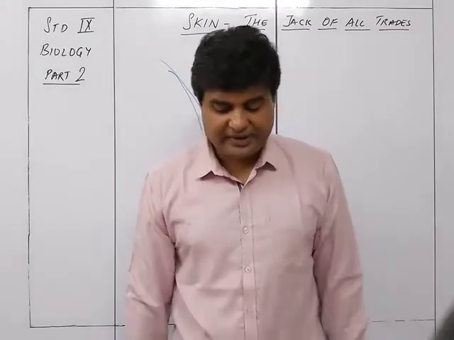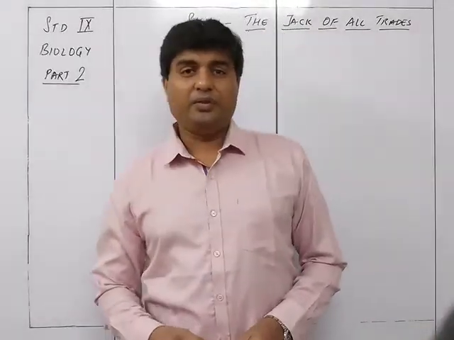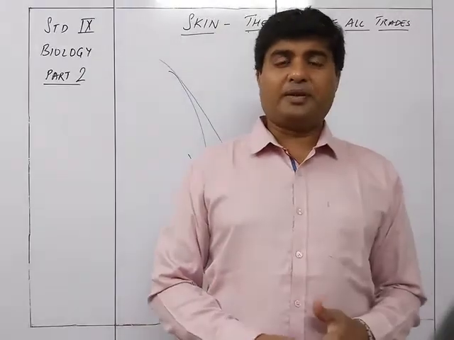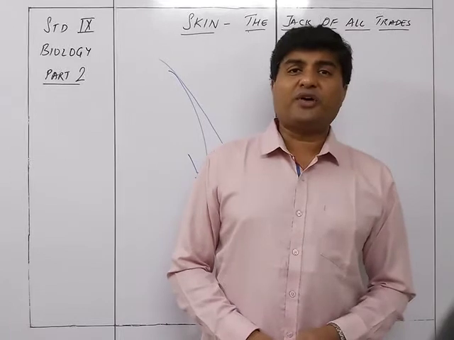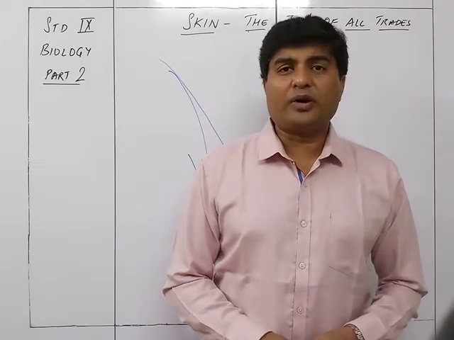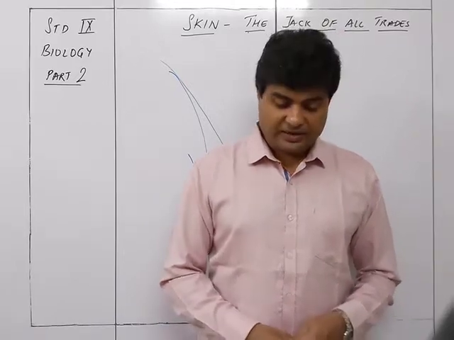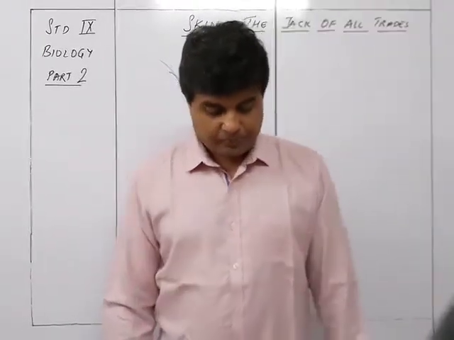So these were the different derivatives of the skin. Now, we were told at the start of the chapter, in the few functions of the skin, that the main function is the heat regulation of the body. So how does the heat regulation of the body take place? That is what we are going to see in the next part of the chapter. Skin and heat regulation of the body.